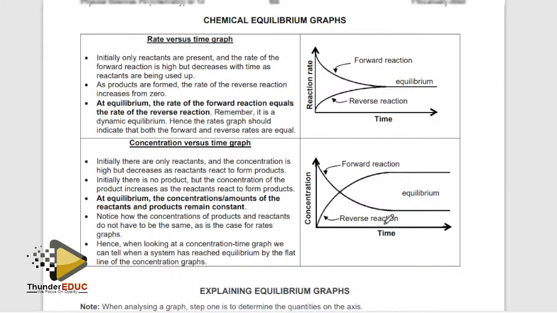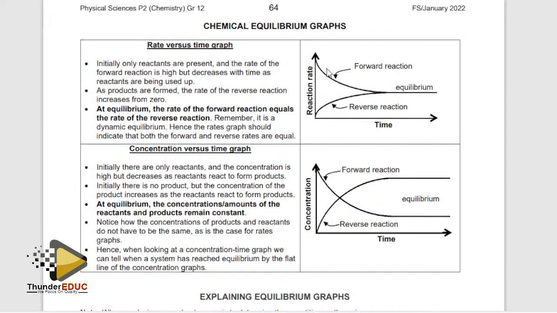So we say that this is the forward reaction. Why? Because the reactants are decreasing. And then this is the reverse reaction. If the forward reaction and the reverse reaction are equal, then it will be equilibrium. So what is equilibrium? It is when the rate of the forward reaction and the rate of the reverse reaction are equal.